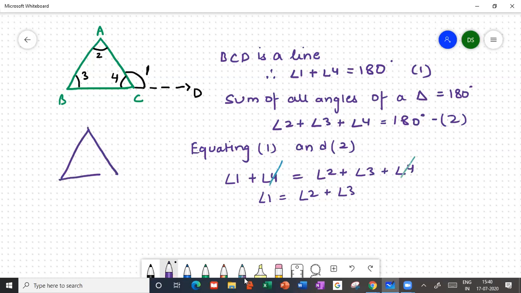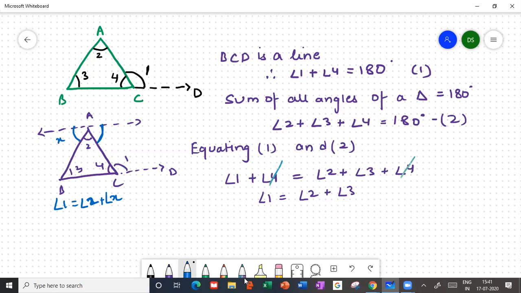Okay, let me just draw it. So you're saying you're going to draw a line here. This is A, this is B, C, and this is D. So what are you saying? Angle 1 is equal to angle 2 and that left side one angle. Okay, so angle 1 is equal to angle 2 plus x. And then I'll take AB as a transversal. So angle x would be alternate interior. So angle 3 would be equal to angle x. So angle 1 is equal to angle 2 plus angle 3. Yeah, okay. Seems fine. Yes, you can do that.